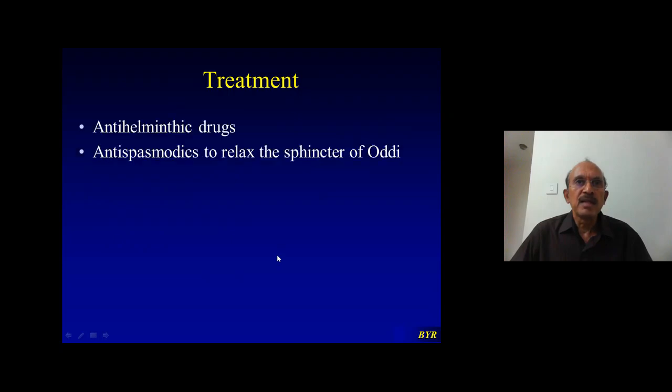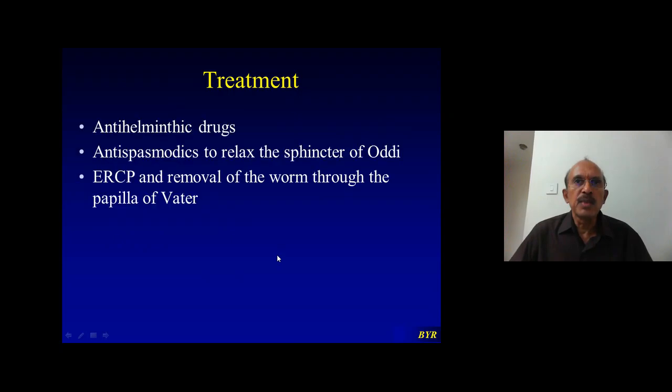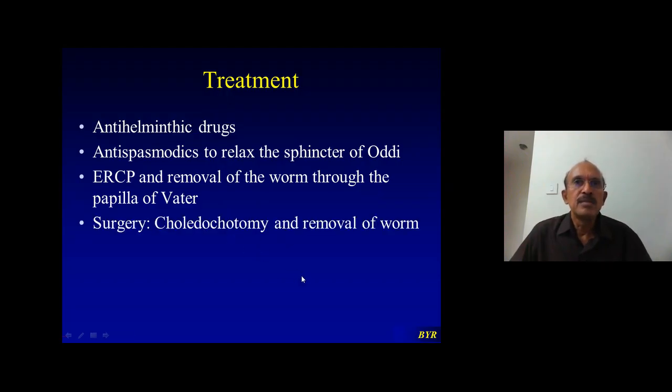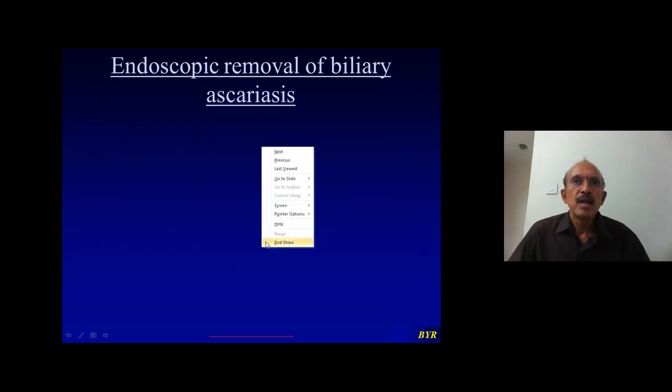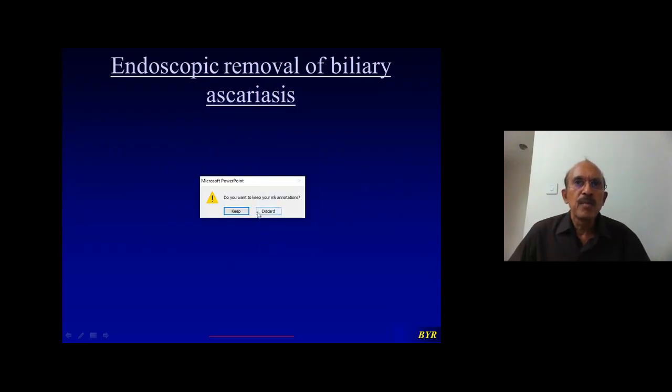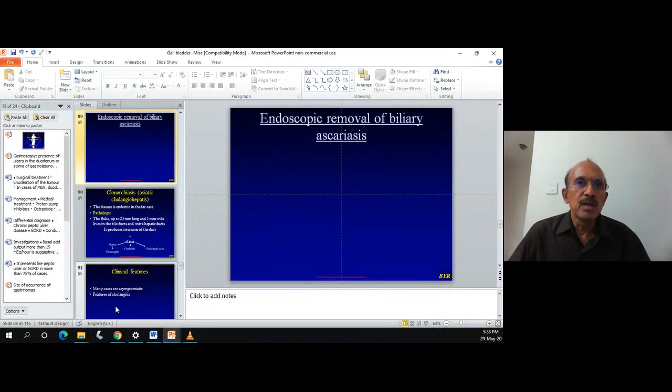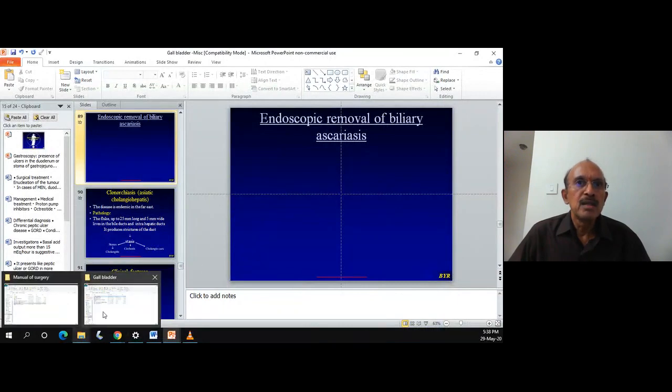You give anti-inflammatory drugs and antispasmodics to relax the sphincter of Oddi. ERCP is done where you can identify the worm and you can remove the worm through the papilla of Vater by sending a basket. Surgery is choledochotomy and removal of the worm. But ERCP is ideal. I will show you one small video clip of this ascaris removal.